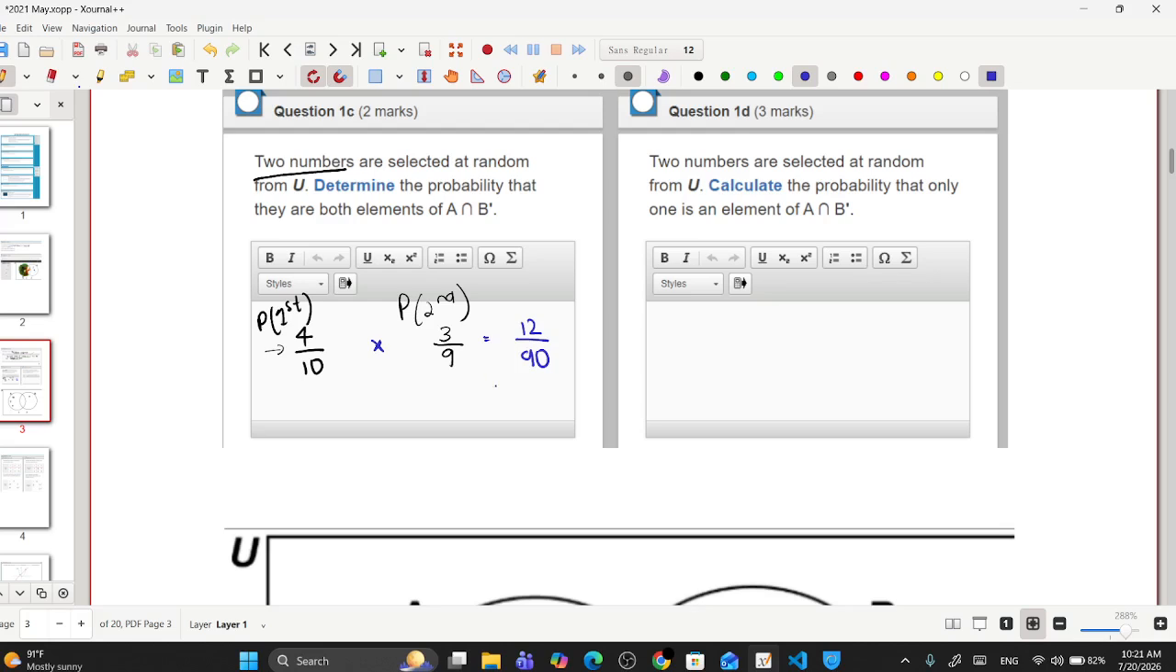So this can also be written as 6 over 45 or 2 over 50. All of the answers are correct. Two numbers are selected at random from U. Calculate the probability that only one is an element of A intersection B complement.